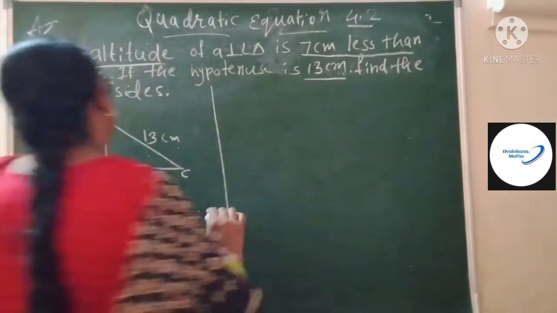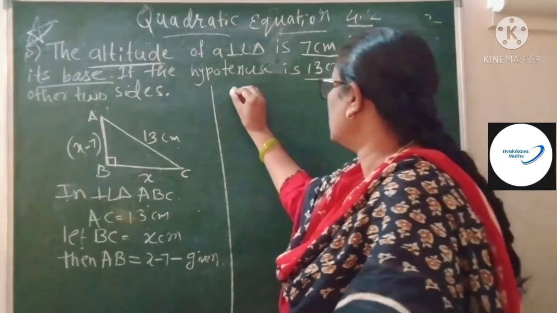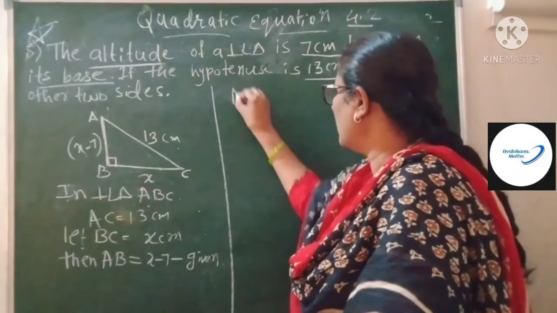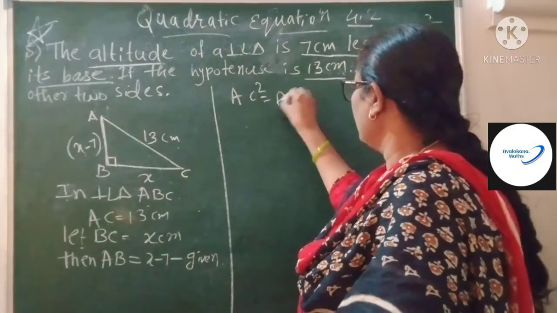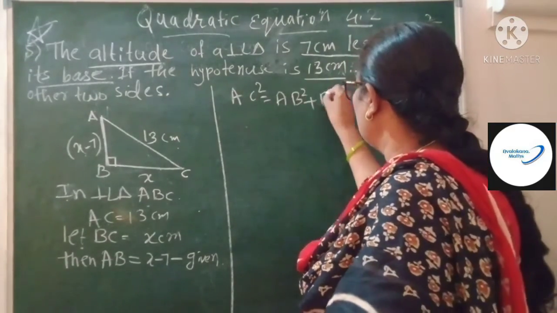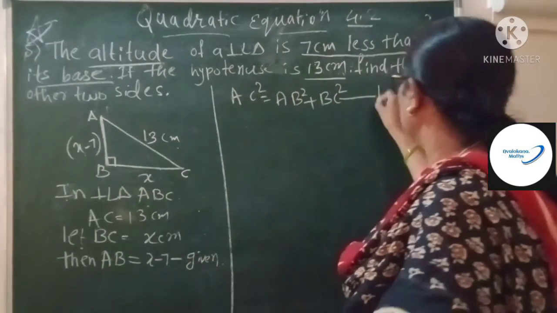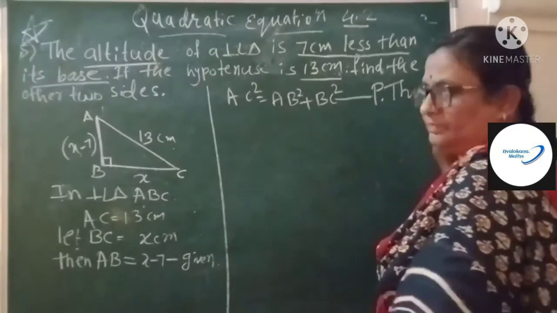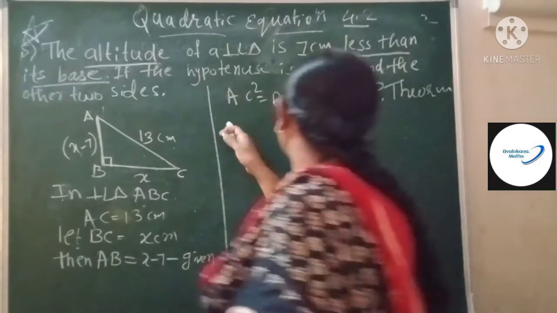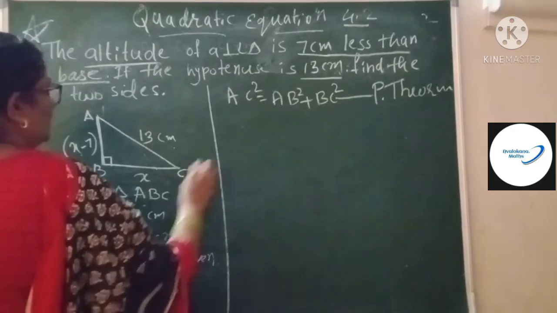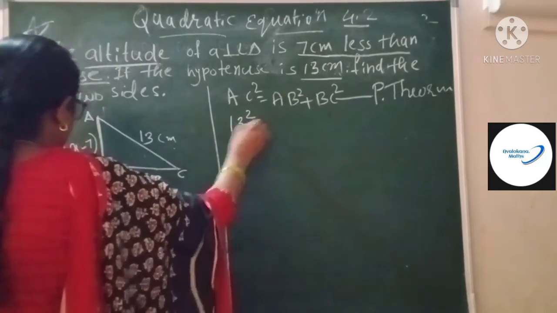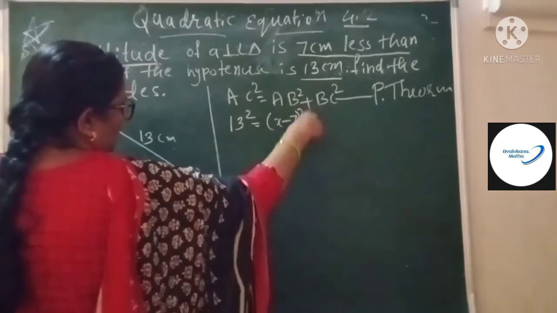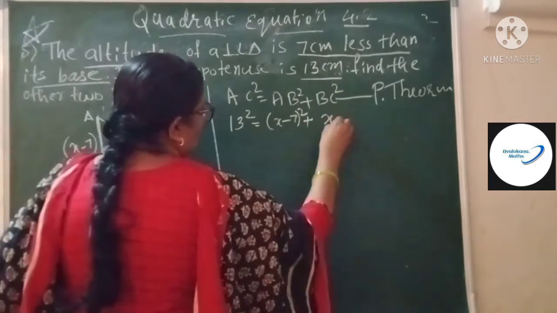Now we will move to the Pythagoras statement. According to the Pythagoras theorem, you can write simply: AC square is equal to AB square plus BC square, without making it lengthy. Simply write Pythagoras theorem. Okay, now put the values. Very easy. AC is how much? 13 square. AB is how much? X minus 7, whole square. BC is x square. So easy it is.